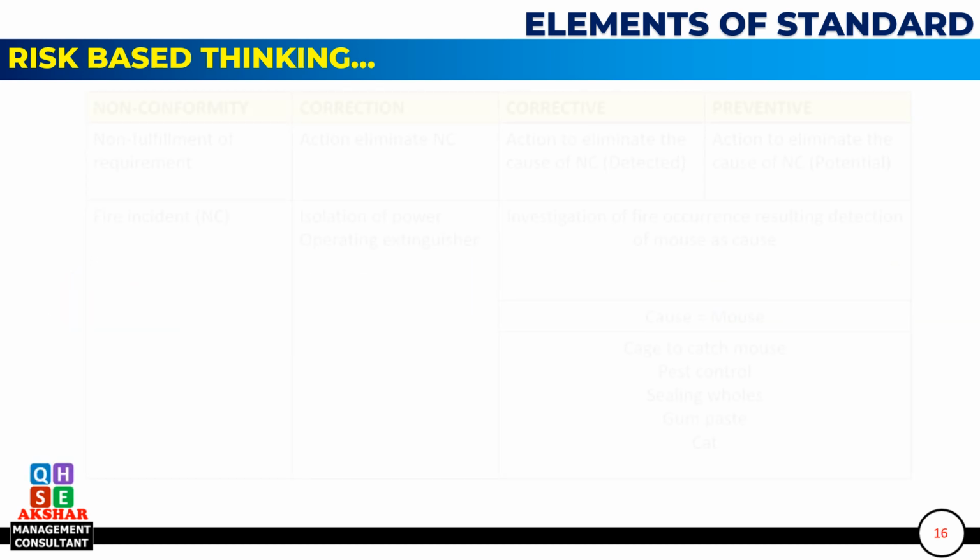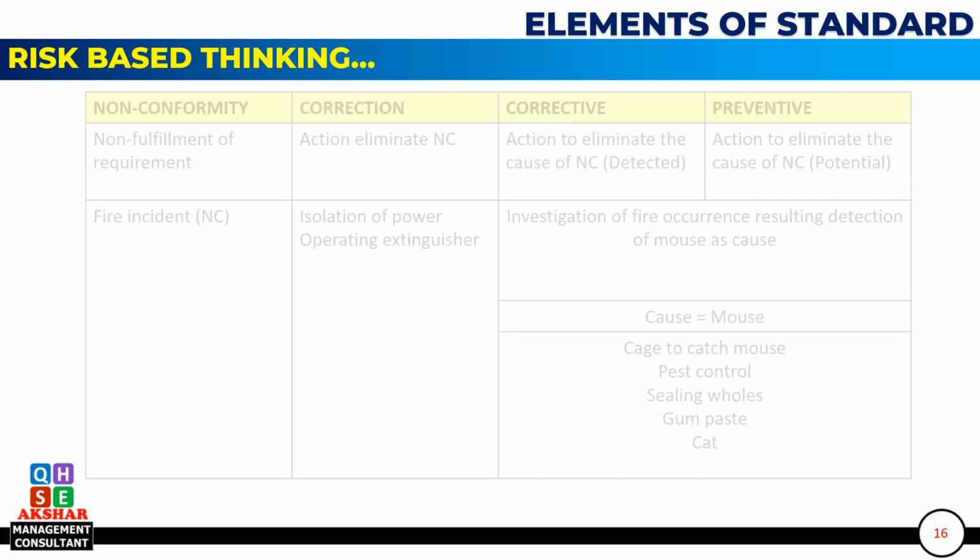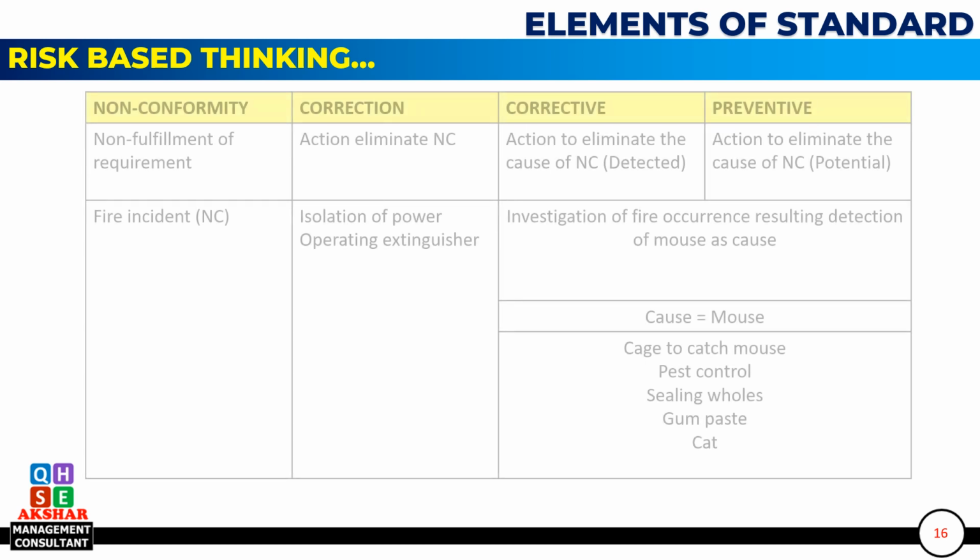This is the summary of the 4 terms explained. 1. Nonconformity. 2. Correction action. 3. Corrective action. 4. Preventive action.